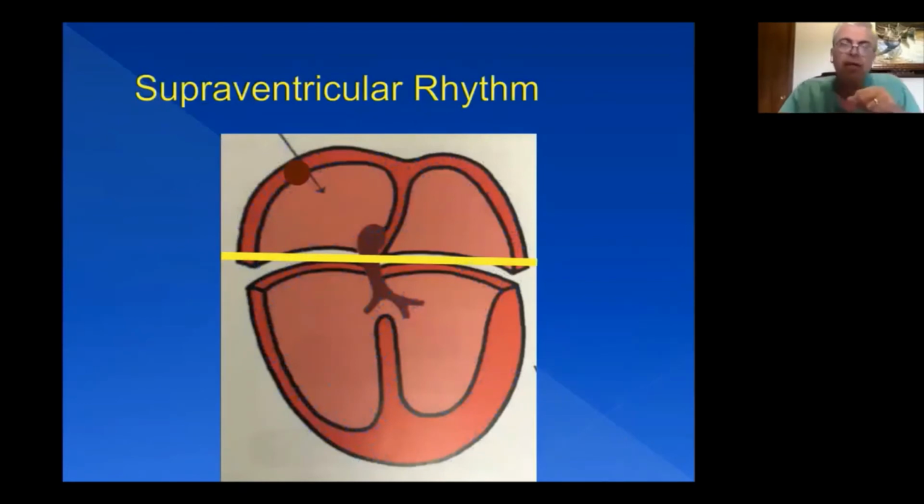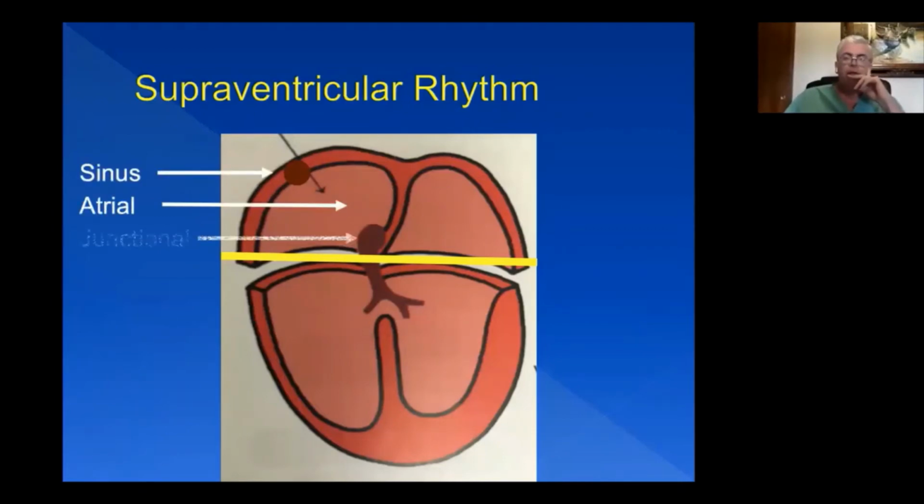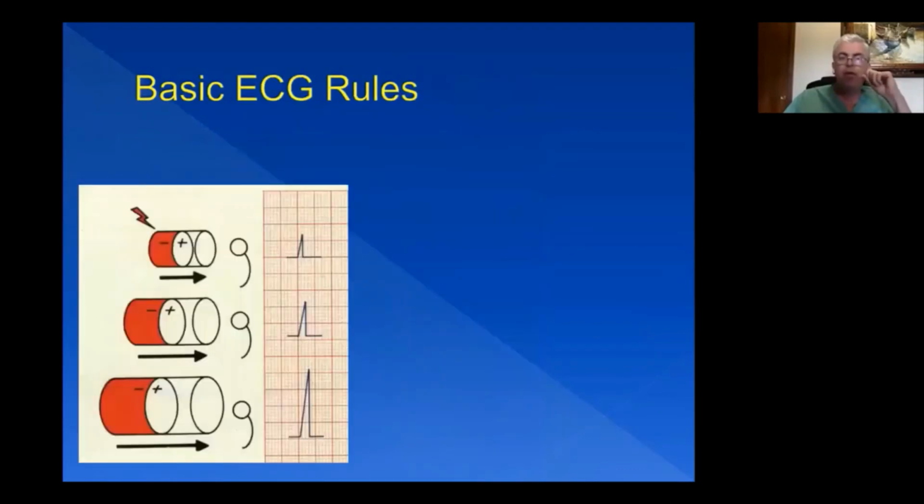So let's dissect that further. Supraventricular rhythm has really limited options: either sinus, atrial, or junctional, no other. We're not going to have a pulmonary rhythm or a pericardial rhythm, just one of these three. So let's see how we can quickly and accurately decide what kind of supraventricular rhythm we have. But before going any further, another simple rule.